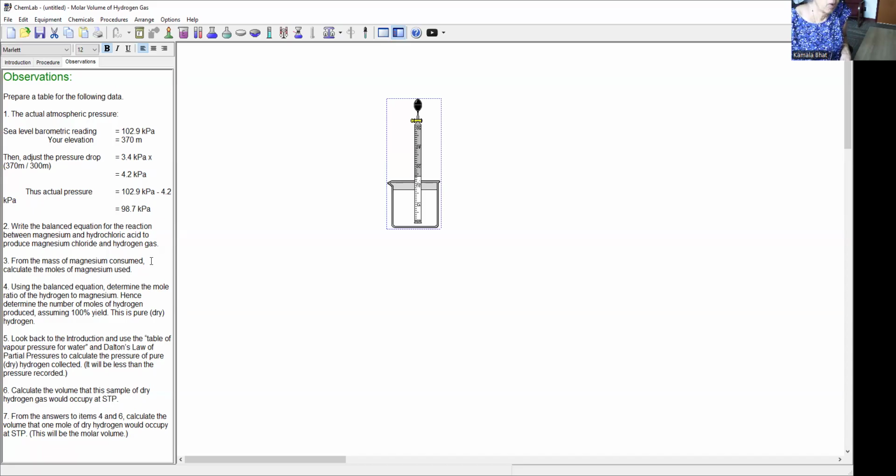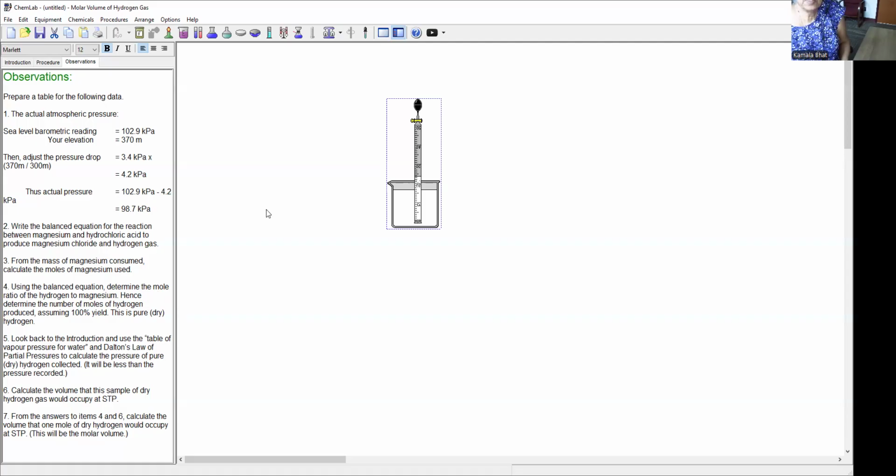Again, as already explained, you determine the moles of the hydrogen gas, and then you assume that 100% of the moles of hydrogen gas is produced, and this is pure hydrogen gas. Look back at the introduction table and subtract using Dalton's law to calculate the pressure of pure hydrogen. It will be less than the pressure recorded. Calculate the volume that this sample of dry hydrogen gas would occupy at STP conditions.